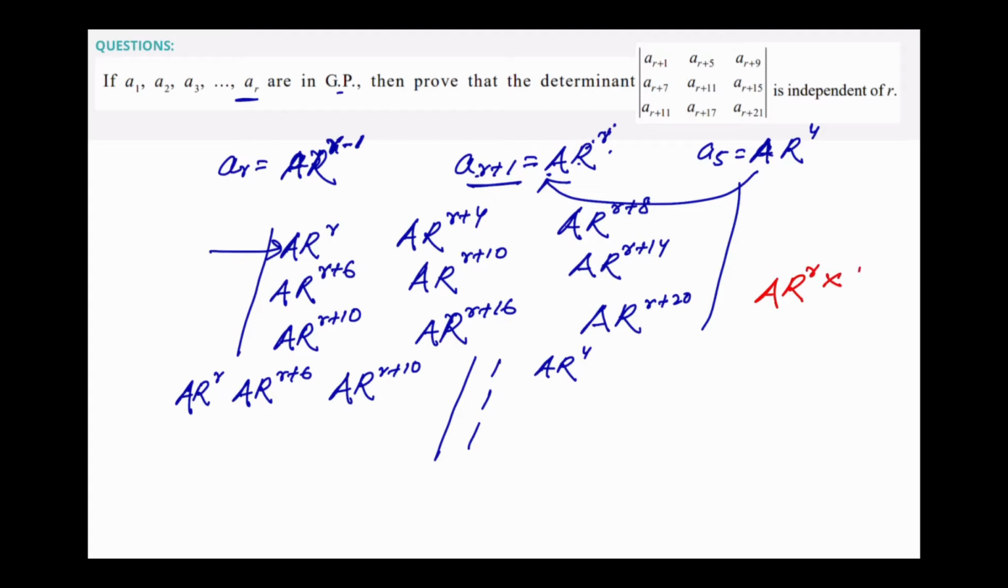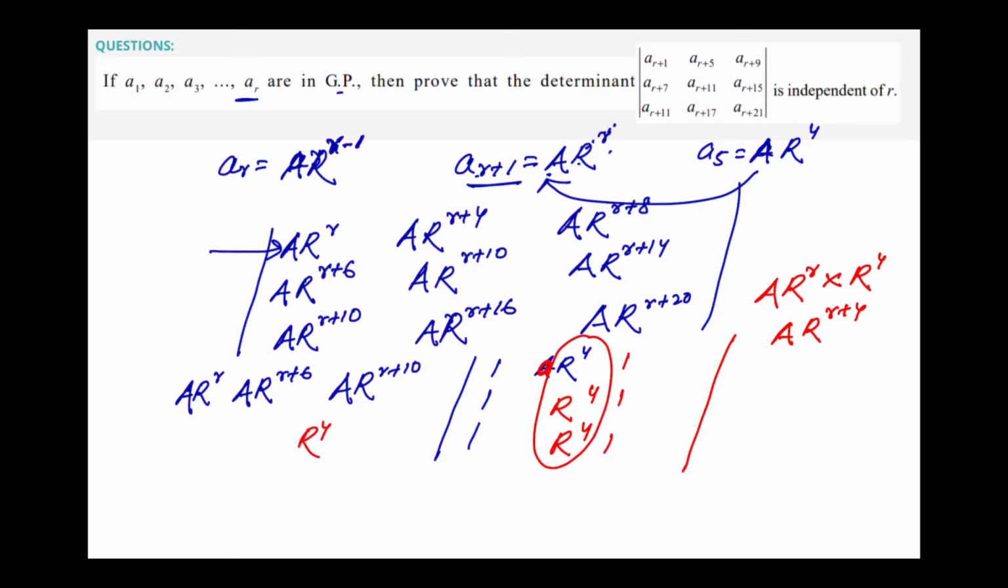A R power R we have taken. So if I multiply the whole thing with R power 4, what will you get? A R power R plus 4, correct. So we have already taken A R power R, correct. So what will happen now? It will be just R power 4. Here it will be R power 4. Here also R power 4. Now I don't have to solve the other part. I'll just take R power 4 also outside. So I'll get here 1, 1, 1. So two columns are identical. Now you can understand directly it is 0.